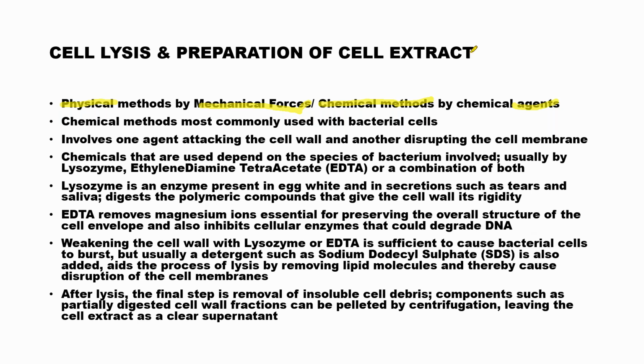And we are going into detail about the chemical methods, which are most important from our examination point of view, and the most common method. Chemical methods are most commonly used with bacterial cells. As I have already told you, the bacterial cell has a cell wall and also a plasma membrane. When we go for chemical methods, one agent will attack the cell wall, whereas another agent will disrupt the cell membrane or plasma membrane. So this is the method we use in chemical treatment. As you know, the bacterial cell has a cell wall.